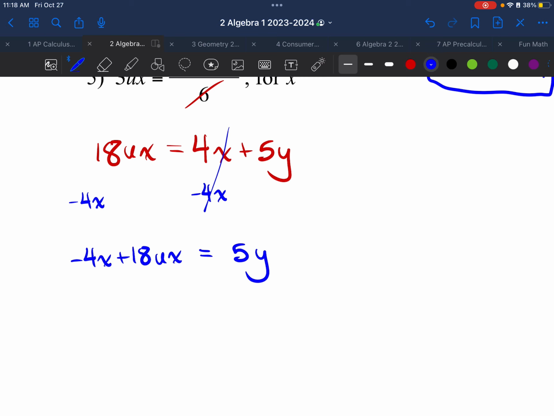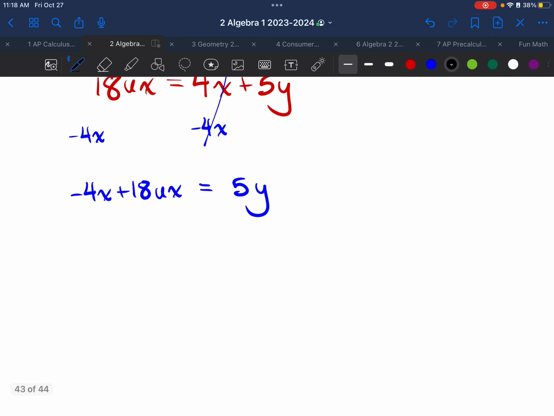In order to turn 2 into 1, you're going to factor. I'm going to factor out the x to turn that into 1. What is left over? We'll divide each of these by x, and we will find out. Negative 4x divided by x is a negative 4. And 18ux, again, x and x cancel out, leaves you with a plus 18u. The right side stays the same, it's still a 5y.